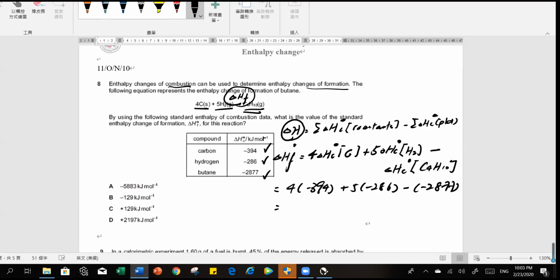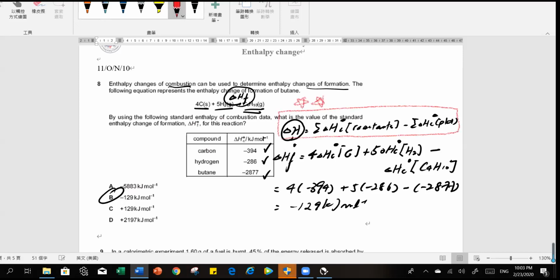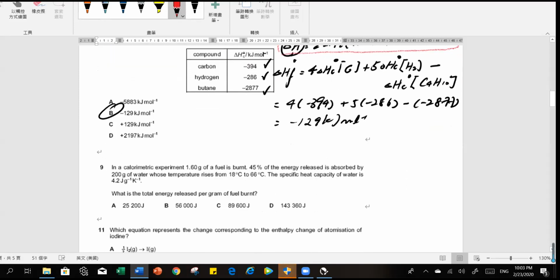So it will be negative 129 kJ per mole. So the answer is B, okay? Basically, you just have to apply this equation, combustion of reactant minus combustion of product. Then you can work out the answer, okay? Oh, and then this one.